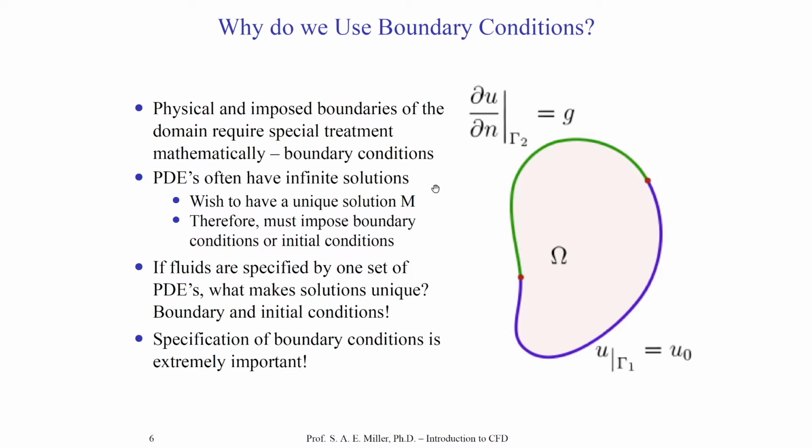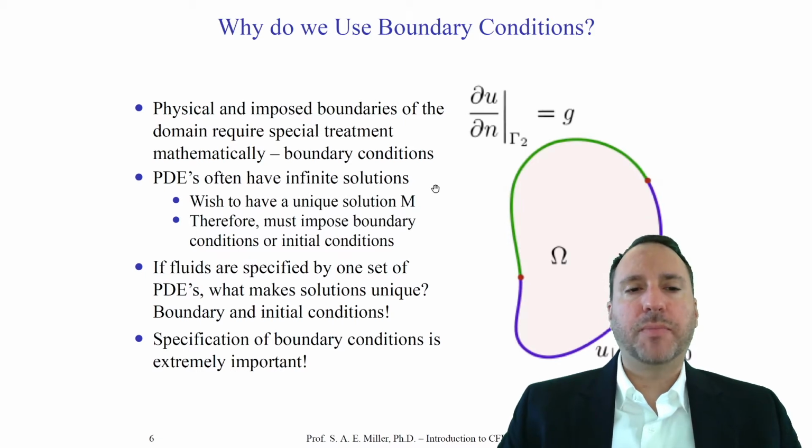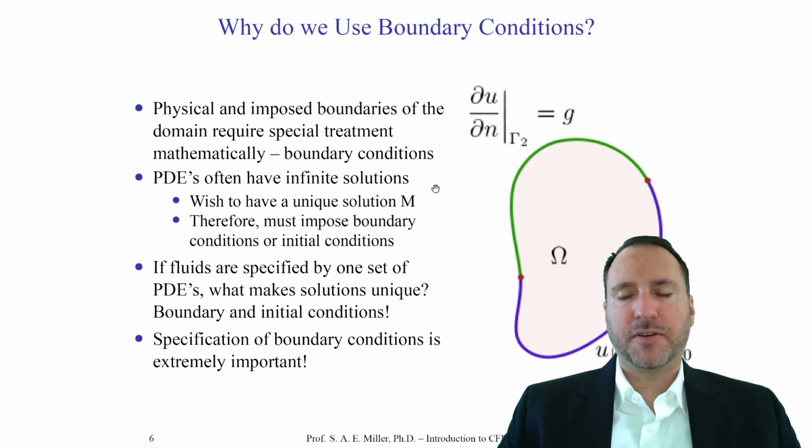If we wish to have some unique solution, we would have to try and find some imposed boundary condition or initial conditions. This might seem subtle, but it's very important. Now remember, you might ask, if fluids are specified by one set of partial differential equations, what makes those solutions unique? The simple answer is the boundary and initial conditions. However, that being said, with one set of boundary conditions and initial conditions, it is possible to find multiple solutions to the partial differential equations.